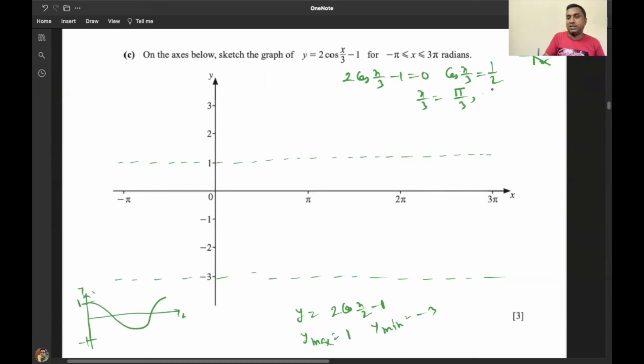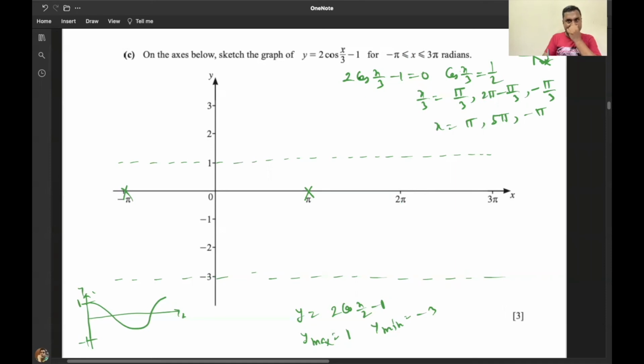2 pi minus pi by 3. Another is minus pi by 3 if we turn in the clockwise direction. Then x equals, 6 pi minus pi, 5 pi by 3, that is 5 pi. There is no 5 pi, so we're not going to apply this one. Then this is pi, this is minus pi.